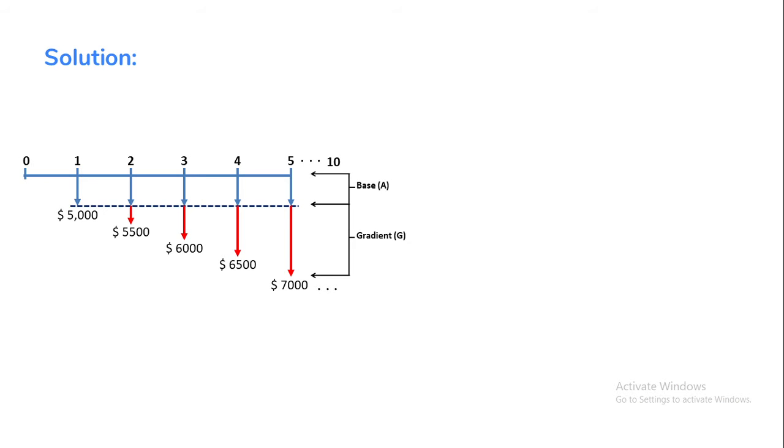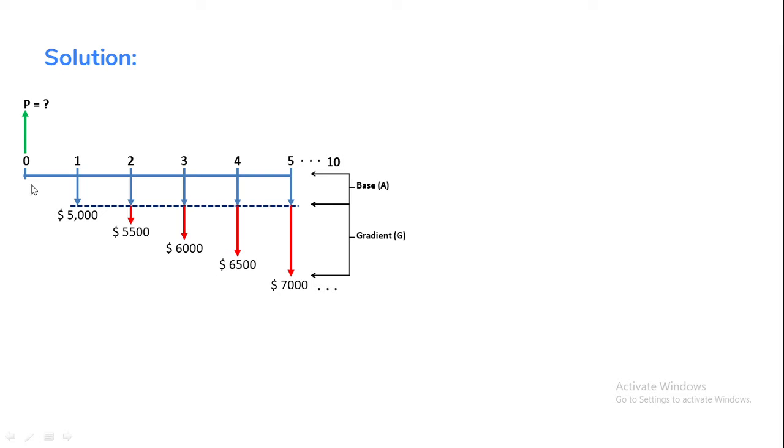So this will be our cash flow diagram. As I already said, you need to divide it into two payments, the base A and the gradient G. In the first period you have $5,000, in the second period $500 was added, so it becomes $5,500, and so on up to the period of 10 years.